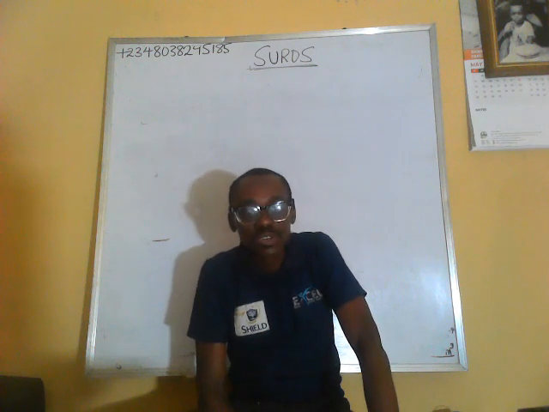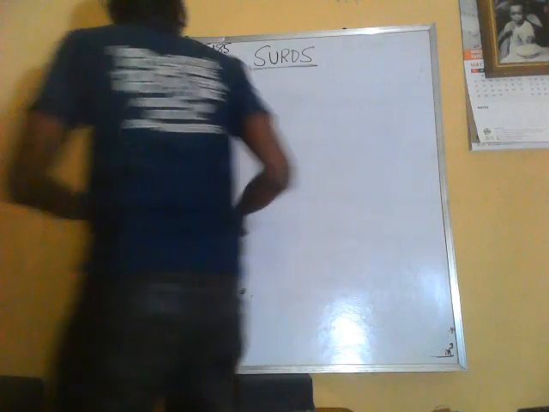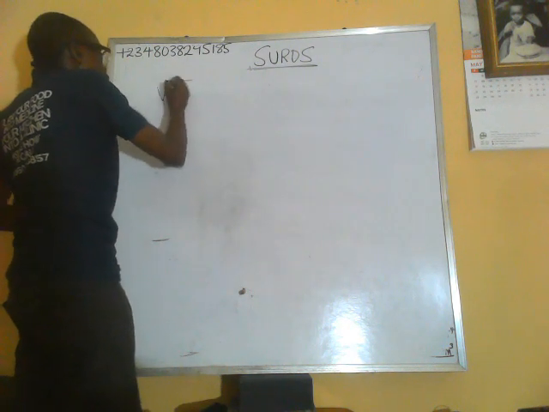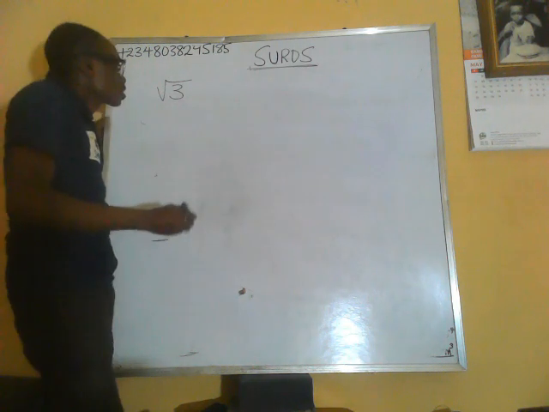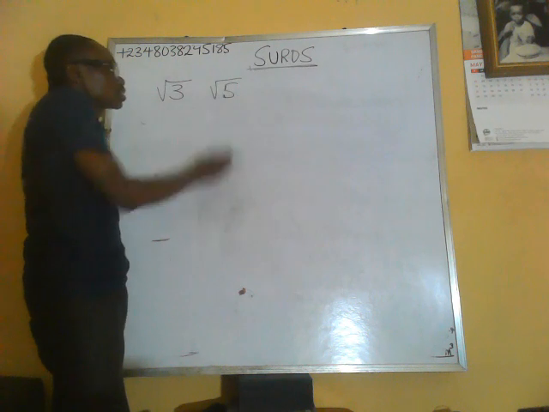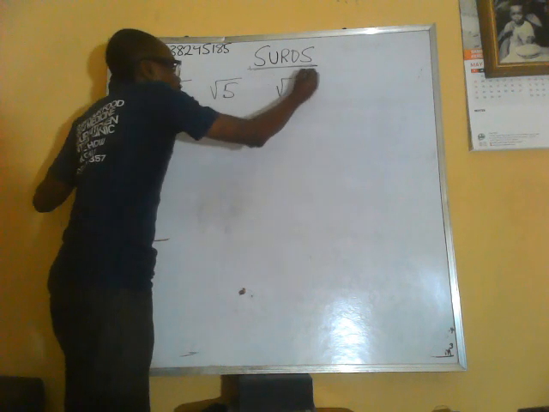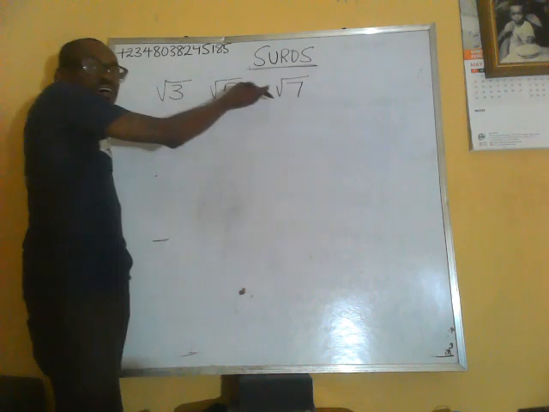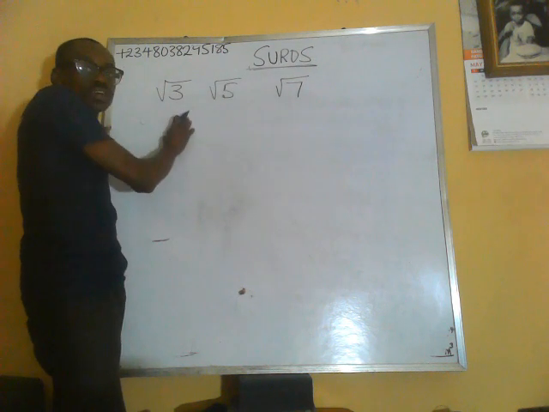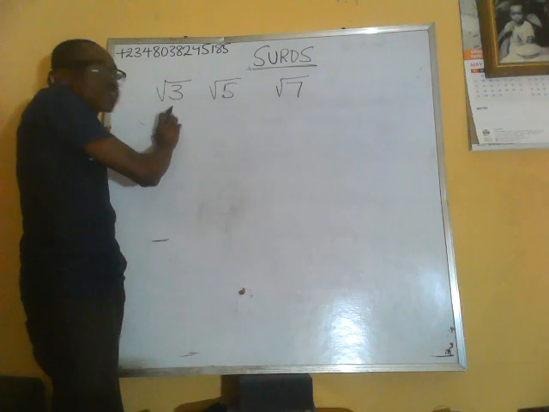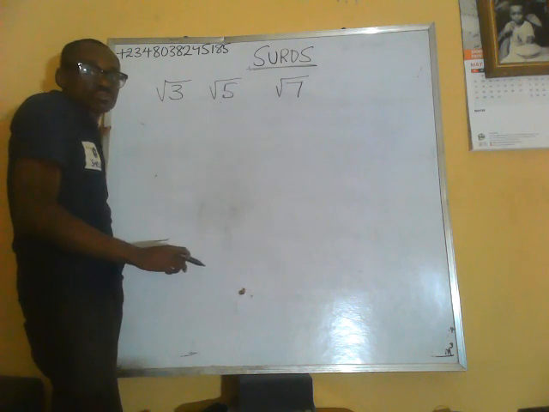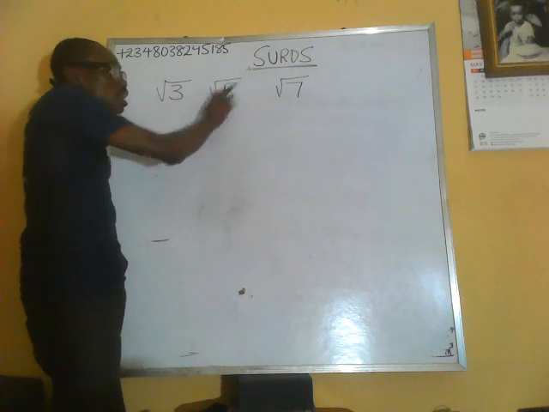So like I said, we're going to start with surds. Examples of surds are something of this nature: root 3. This is square root of 3, this is square root of 5, this is square root of 7. But when we are addressing them, we're not going to call it square root, we're going to call it root 3, root 5, root 7.